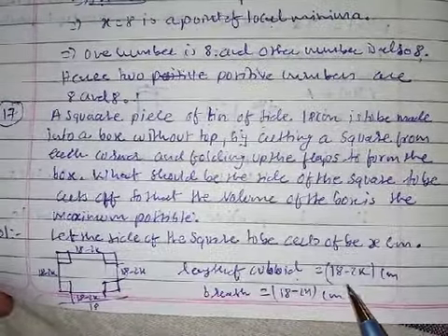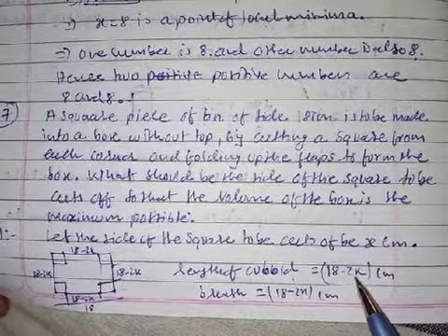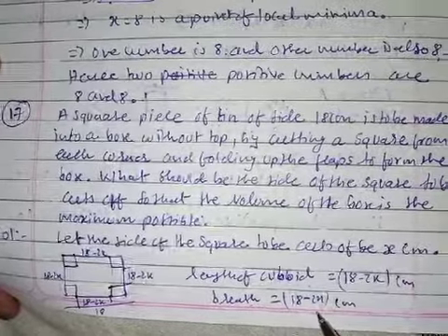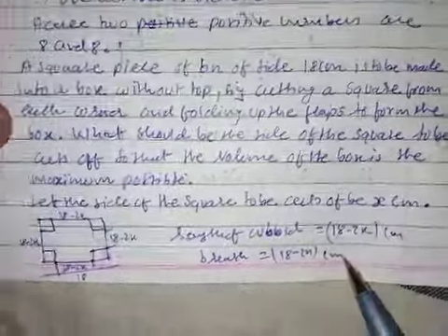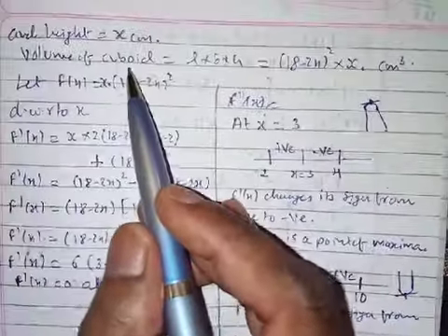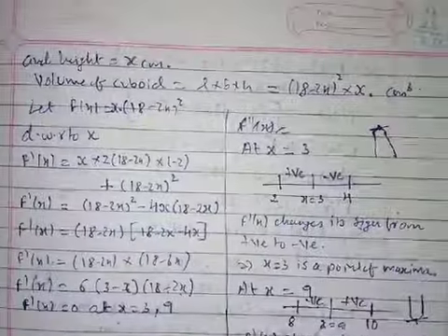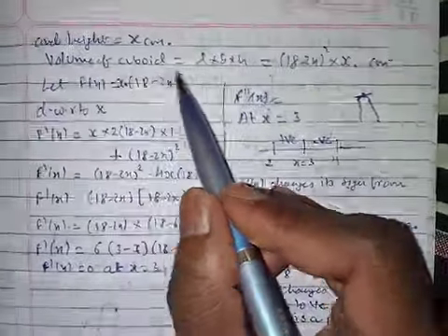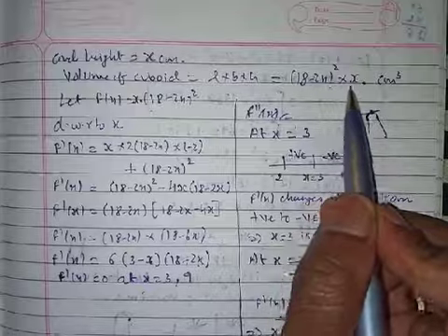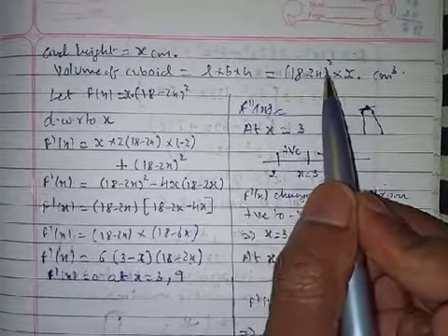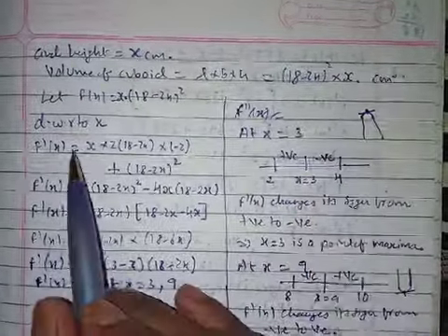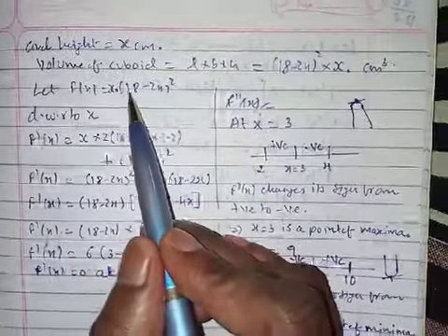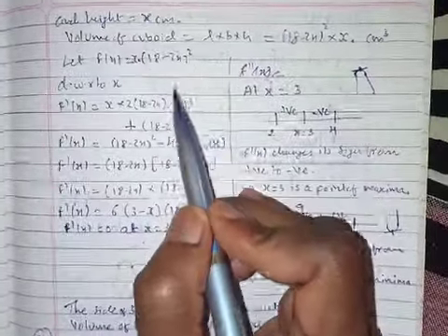So the length of the cuboid is 18 minus 2x centimeters. So breadth is also 18 minus 2x centimeters. Is it? And the height is what? X. Is it? That is the height. It is folded, so height. So the volume of the cuboid is L into B into H. If you multiply this, it will be x into (18 minus 2x) whole square centimeters. So let us take that as f of x. Let f of x is equal to x into (18 minus 2x) whole square.